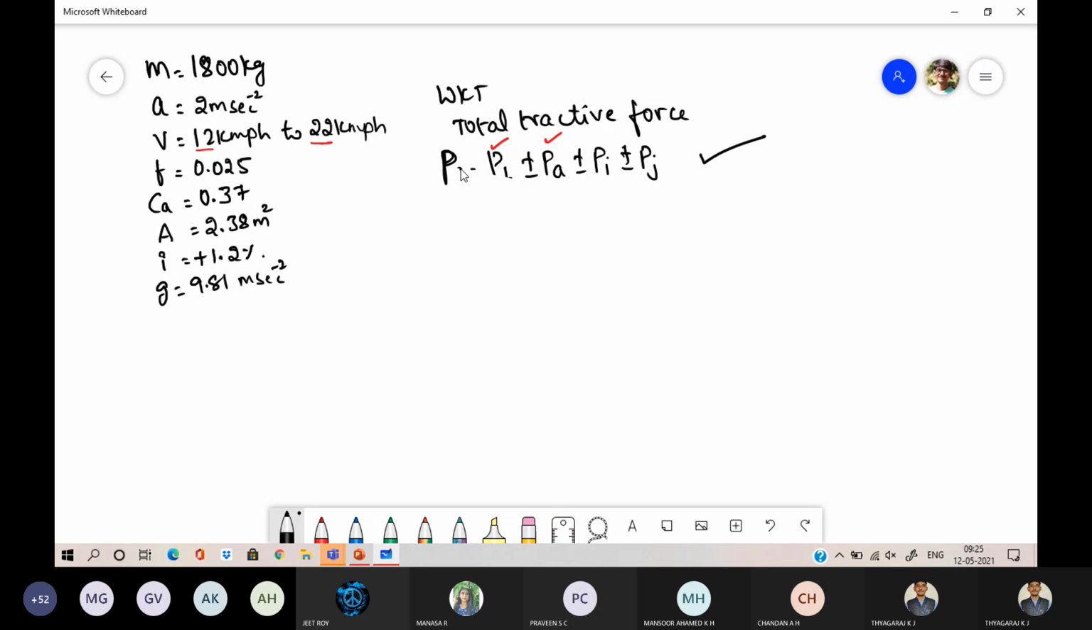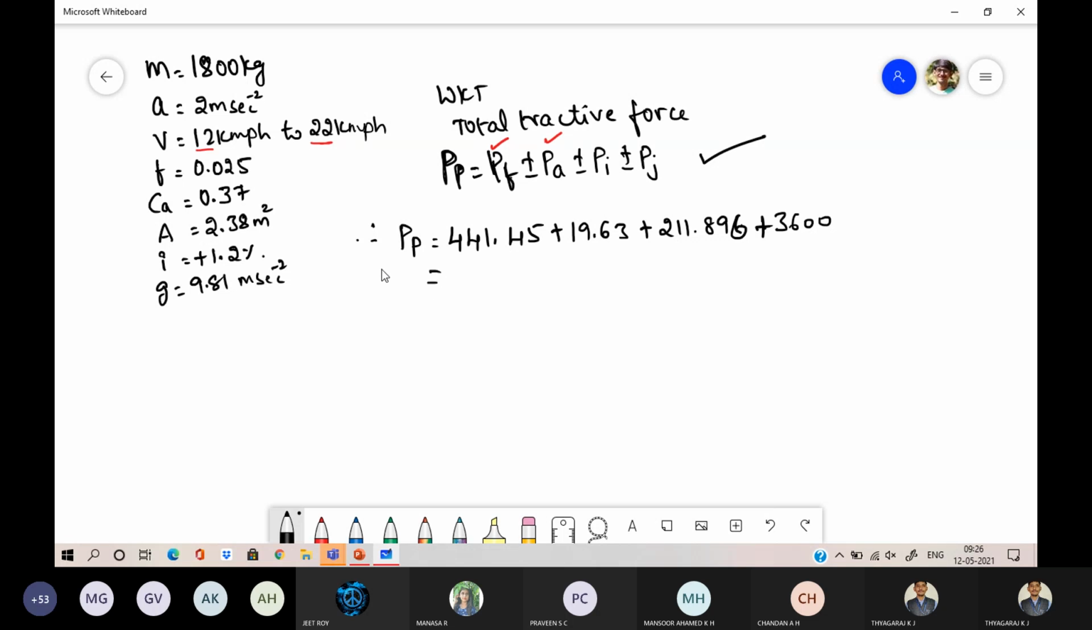So we know that PP is equal to PF. Okay. Now, therefore, PP is equal to, what is PF? How much value you have got? We have got 441.45. PA, we have got 19.63. PI, 896. So it is 896 plus, what is PJ? It is 3600.